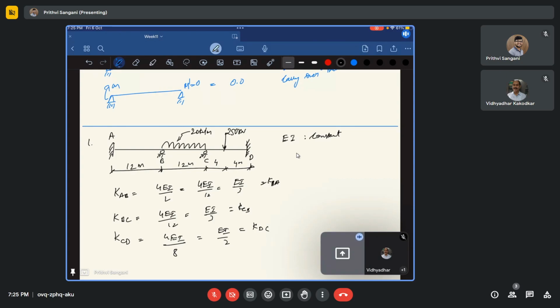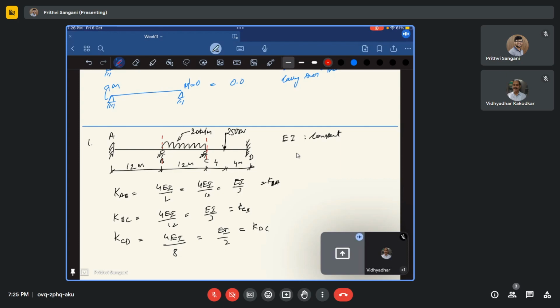Why do you need the distribution factors? Because what we are assuming right now is that everything is fixed initially. Obviously, A is already fixed, so there is nothing to assume there. First, we'll assume that B and C are fixed, and then we'll try to obtain the fixed end moments. B and C are actually continuous supports, not fixed supports, right?